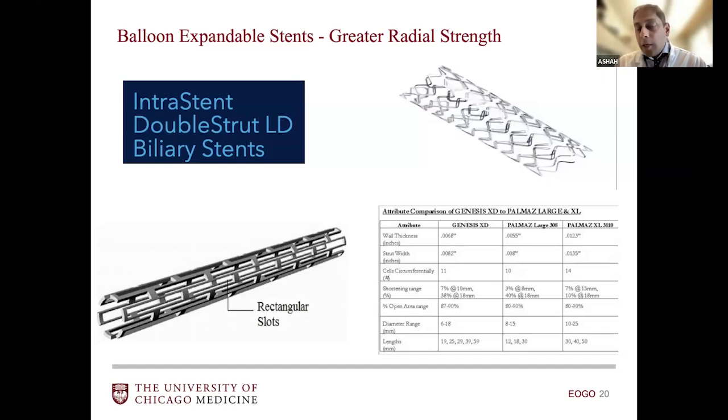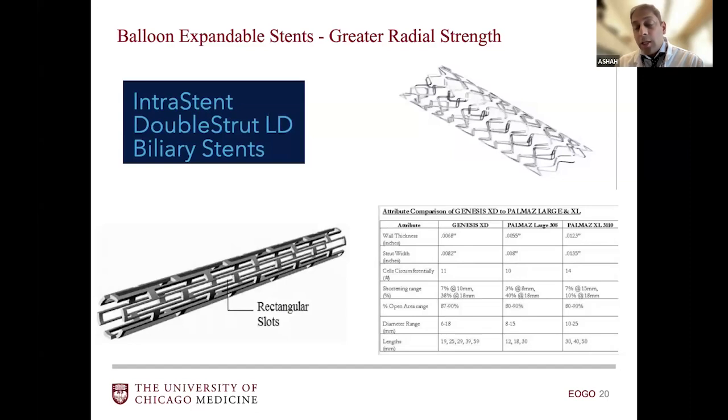Now, one of the key parts of this is using a big enough guide to get into the outflow graft. So one of our techniques is to always get bifemoral access. We pre-close both sides because oftentimes in order for these devices to be delivered, we need anywhere from 12 to 14 French sheaths. So we want to pre-close the artery because these patients are anticoagulated. We want to minimize bleeding.